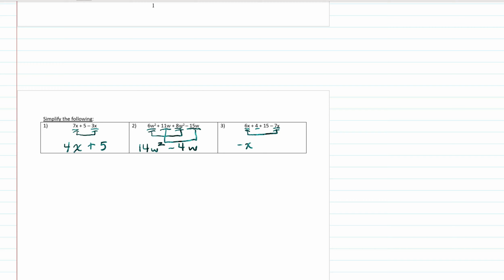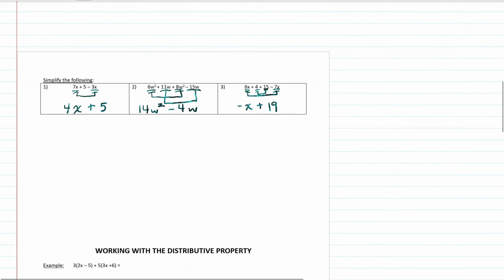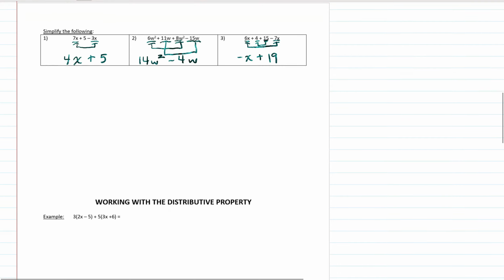And then all constants are like terms. So the 4 and the 15, positive 4 and positive 15 make a positive 19. All constants are like terms. Constants are any terms that are integers, decimals, or fractions. So we've just combined like terms.